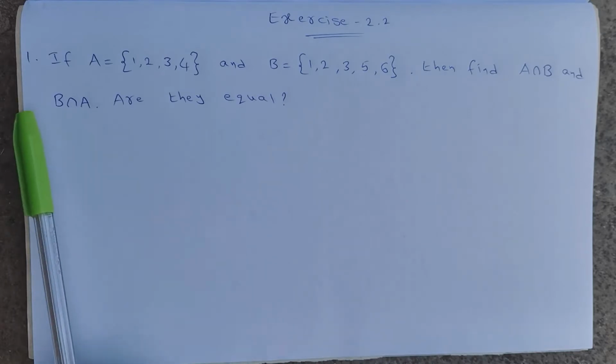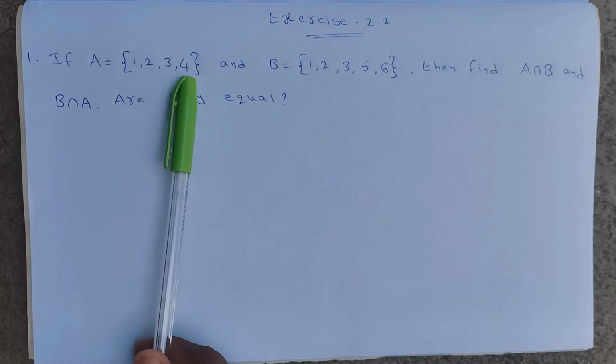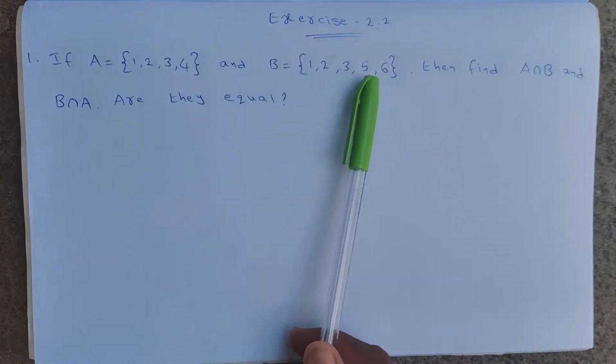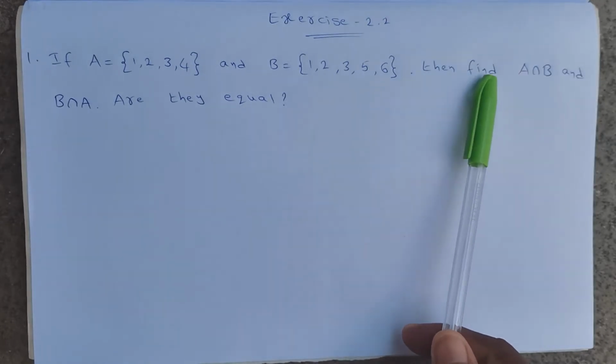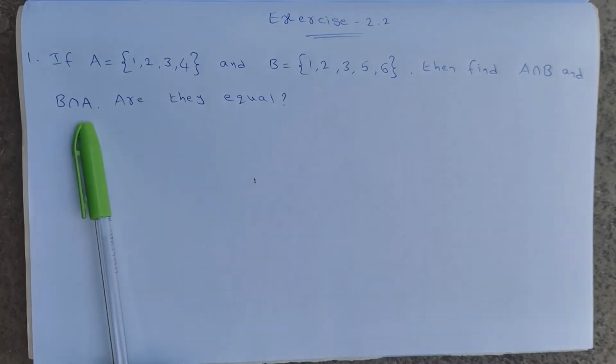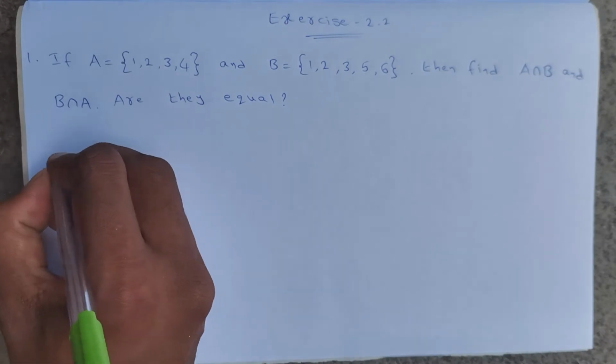Okay, the first bit is, if set A is equal to {1, 2, 3, 4} and set B is equal to {1, 2, 3, 5, 6}, then find A intersection B and B intersection A. Are they equal? So first I am solving A intersection B.